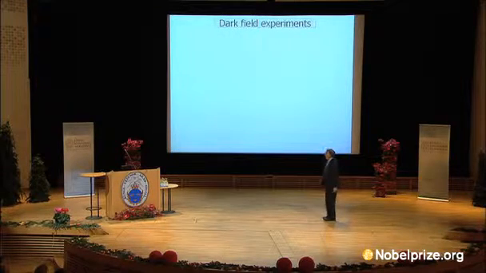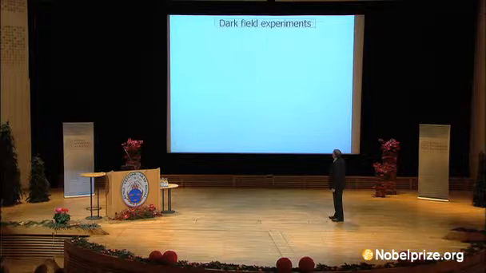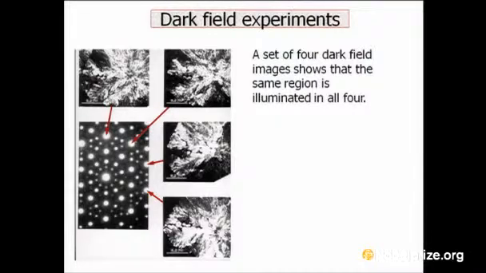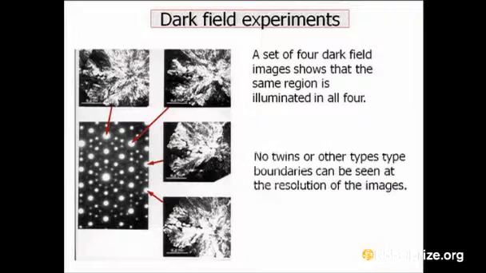And then these dark field experiments, let's just briefly go through them. In dark field experiments in the electron microscope, what you do is you take a picture using only one diffraction spot. And when I did that, this was the image. When I use this diffraction spot, this was the image. And as you can see, this is one crystal, and it is not divided into any sub-crystals. So there were no twins here. That was clear.